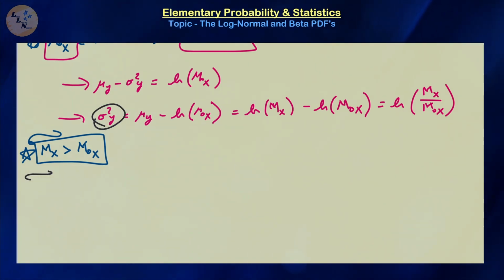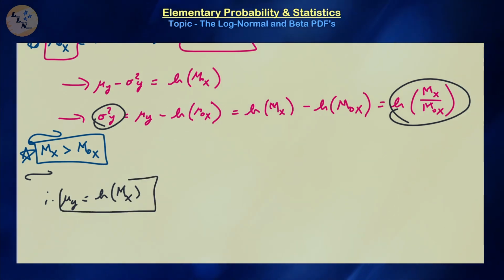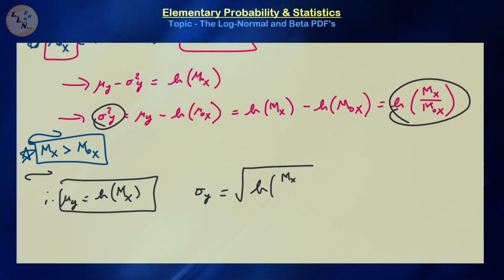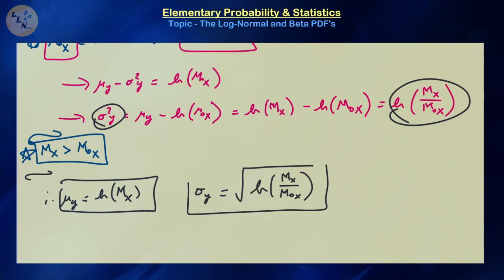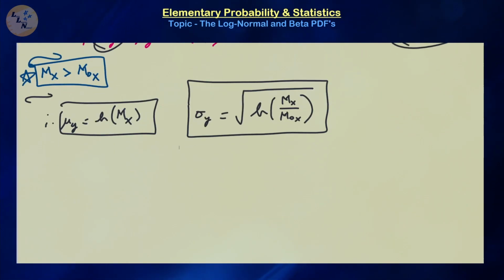So going back to this problem, now I can take the square root of that expression. That means our parameter mu y can be found by doing the natural log of the median of x. And the parameter sigma y can be found by doing the square root of the natural log of the median divided by the mode. And that is how you estimate the parameters of a log normal distribution. Now, for these calculations, you would have to find the median and the mode of that distribution to estimate those parameters.